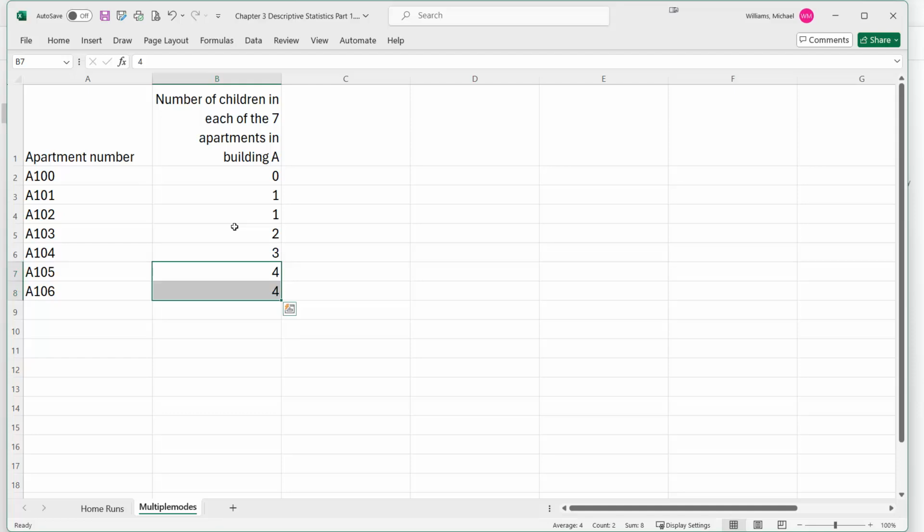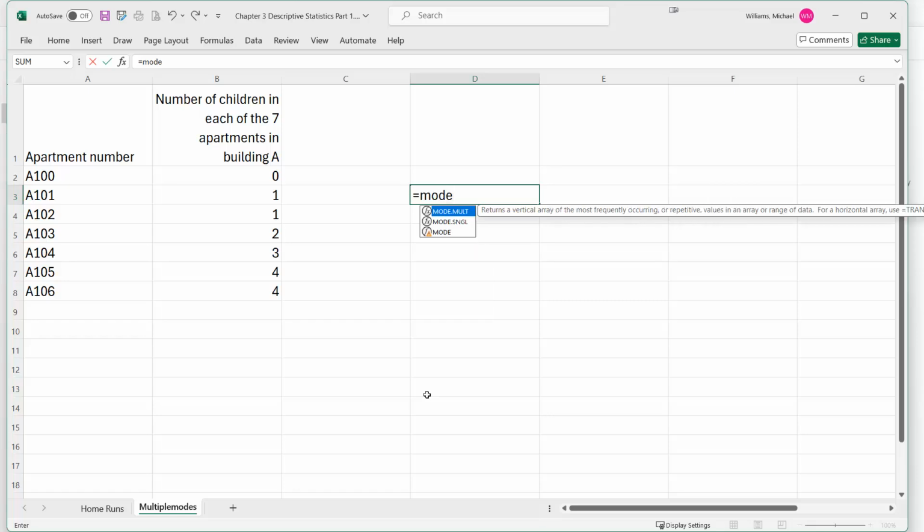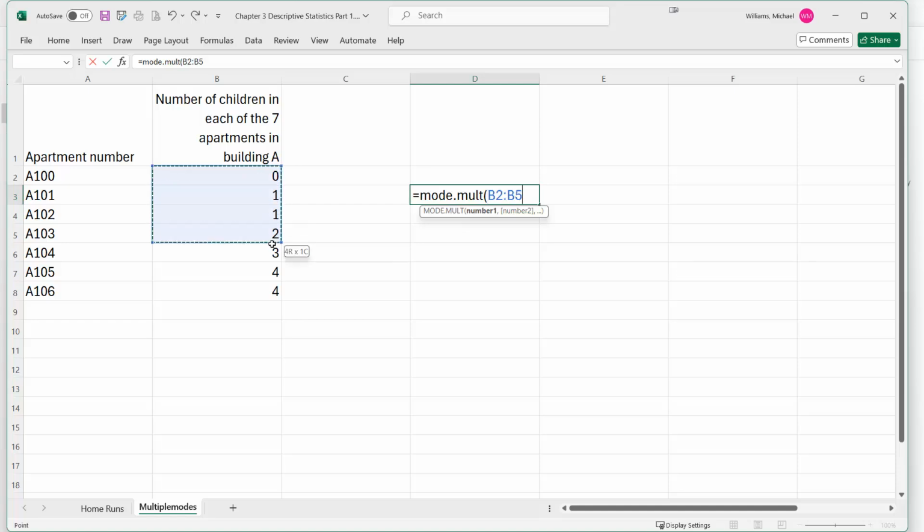Now, can Excel figure that out? It used to be that it could not, but there is a function now called mode mult. I'm going to show you. Mode, you see it? Dot mult, open the parentheses, grab these. It should give us 2 answers, 1 and 4. Let's see if it does. Close that, hit enter.